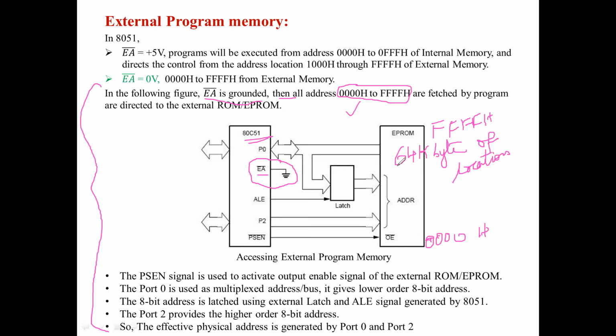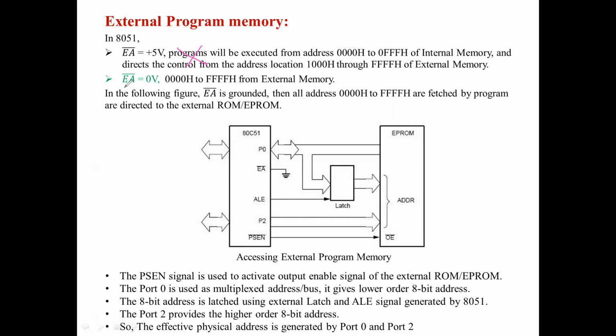If it is 1, the condition is different. From this location to this location, the instruction is fetched from internal memory, and then the control will move to address location 1000H to FFFH from the external memory. So this is not the condition we want. This is the condition: you have to ground it so that you can access external memory completely. This is the first point I would like to explain.